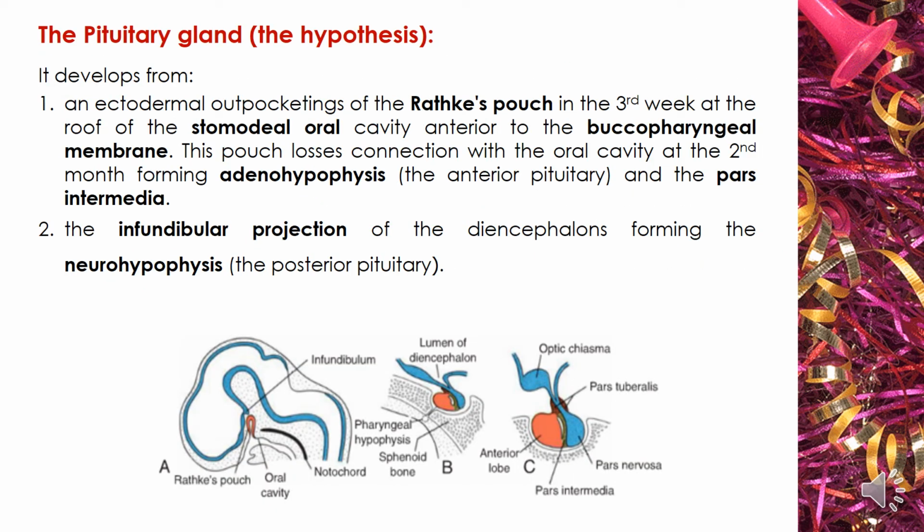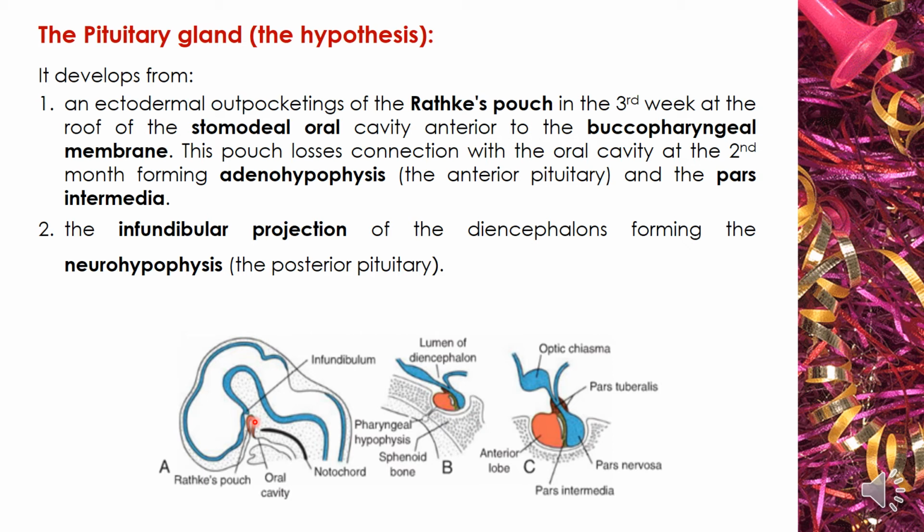Now, the pituitary gland, also called the hypophysis. The pituitary gland develops from two parts, Rathke's pouch and the infundibulum. Rathke's pouch forms an ectodermal outpocketing in the third week at the roof of the stomodeal oral cavity. This is the oral cavity, anterior to the buccopharyngeal membrane.